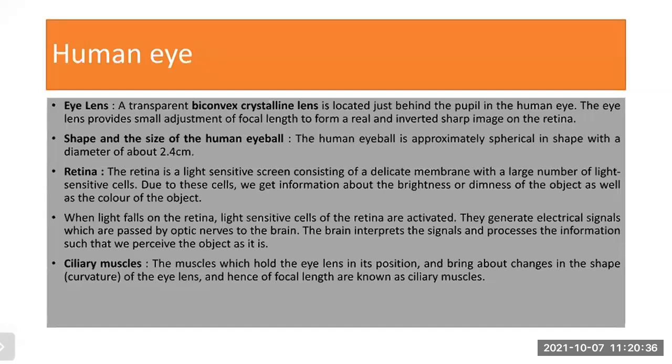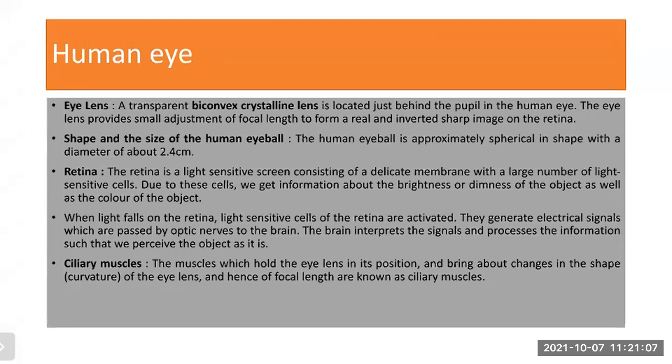So when the light falls on the retina, the light sensitive cells of the retina are activated. Then they generate the electrical signals which are passed by the optic nerve to the brain. And the brain interprets the signals and processes the information such that we perceive the object as it is. Got it? So this is the process.